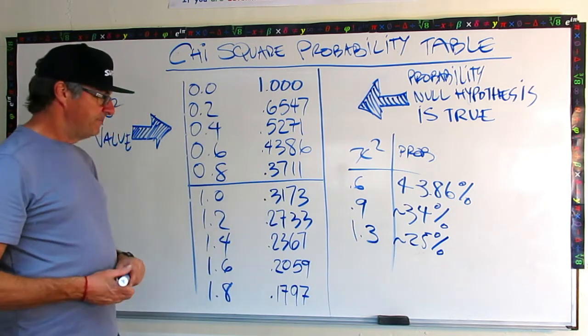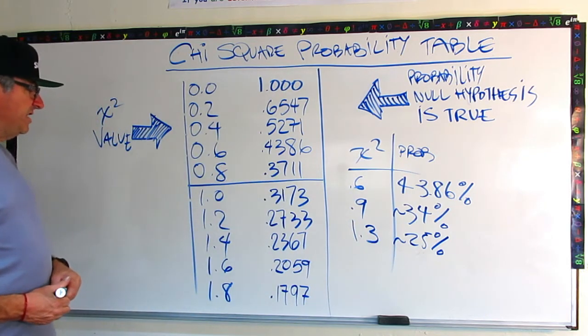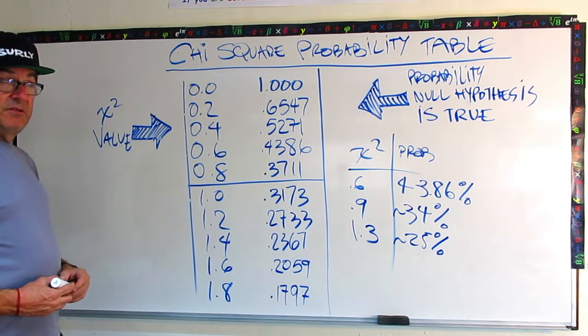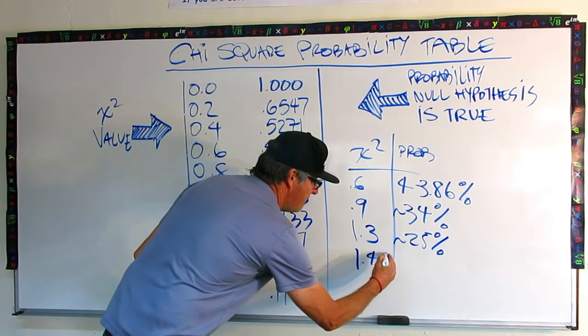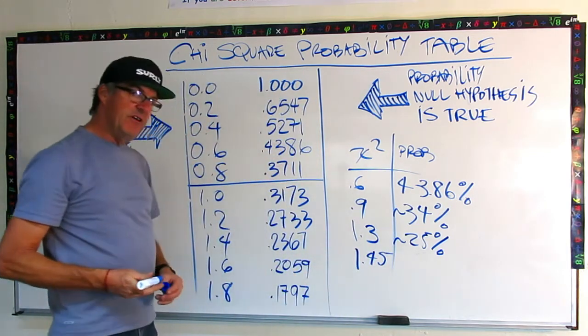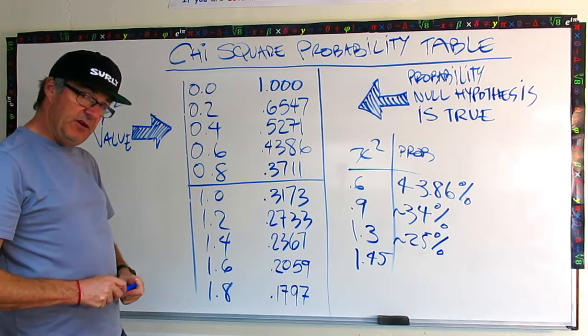Let me make it a little harder. What if the chi-square was 1.45? Okay, so now it's getting a little bit more tricky. See if you can figure that one out.